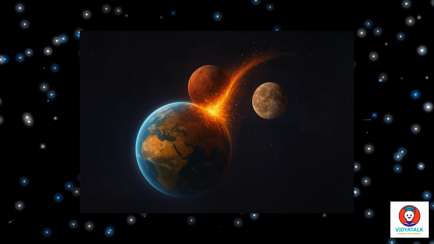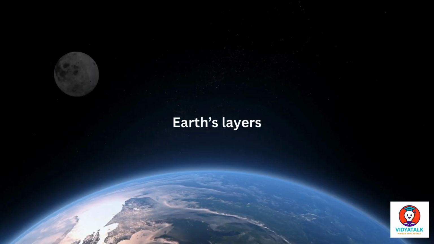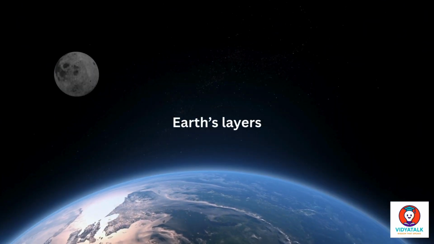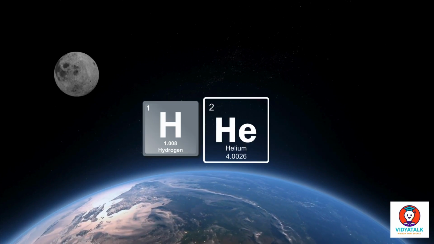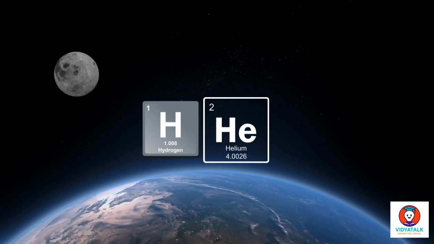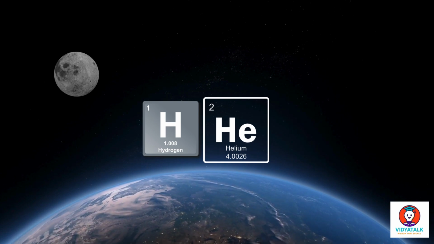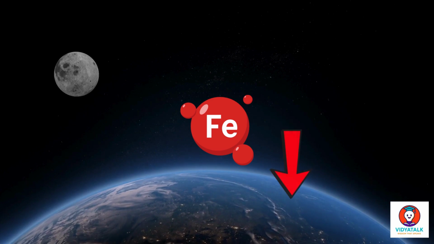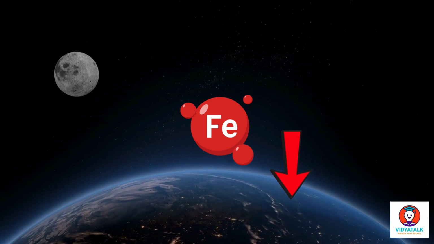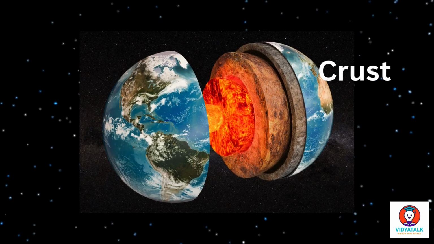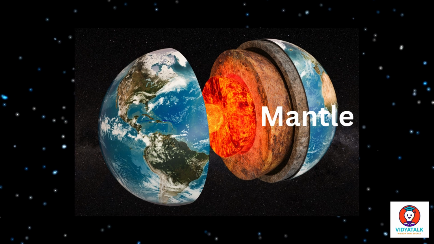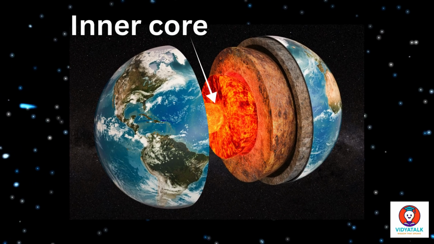Early Earth and its layers. In its beginning, Earth was extremely hot, barren, and covered with a thin atmosphere of hydrogen and helium. As it cooled, differentiation occurred. By that I mean, heavy elements like iron sank to form the core, lighter elements floated upward, forming the crust. This created Earth's 4 layers: crust, mantle, outer core, and inner core.